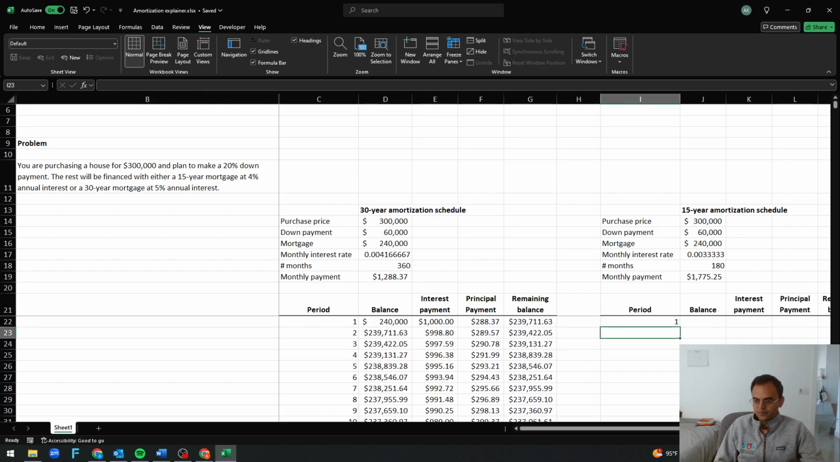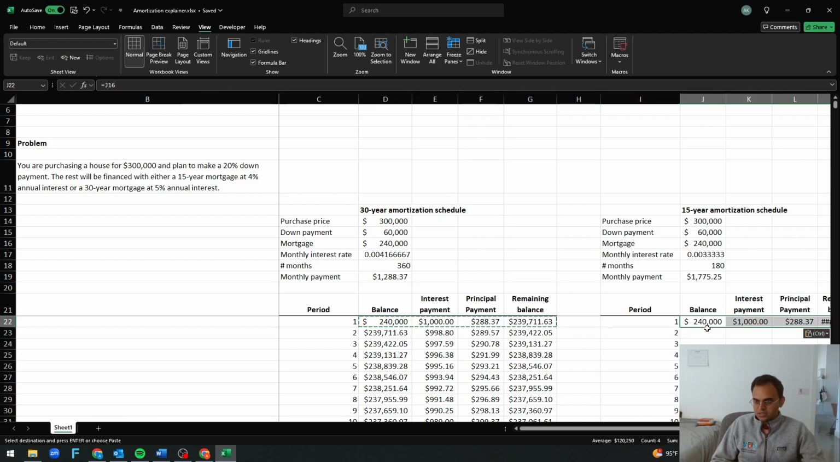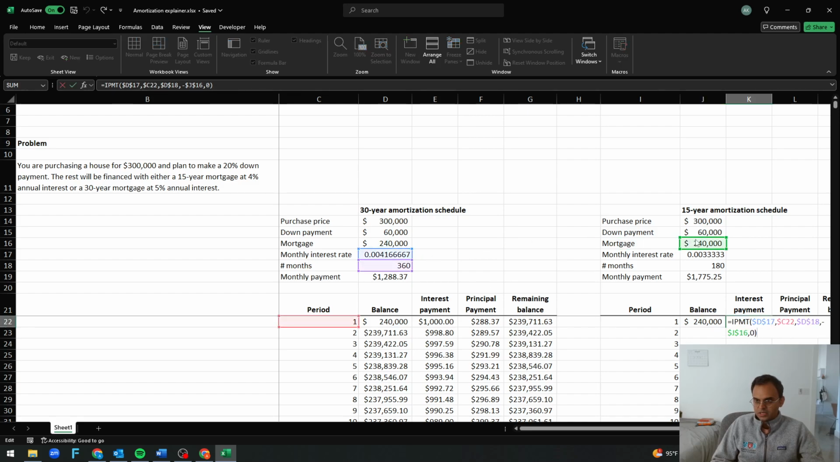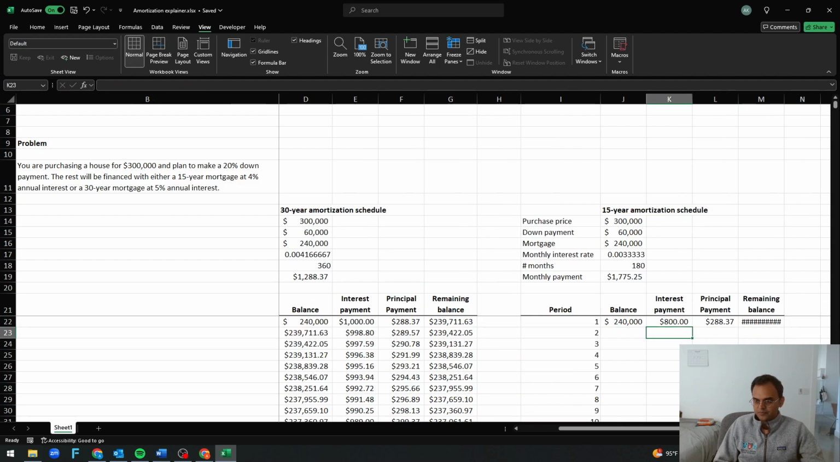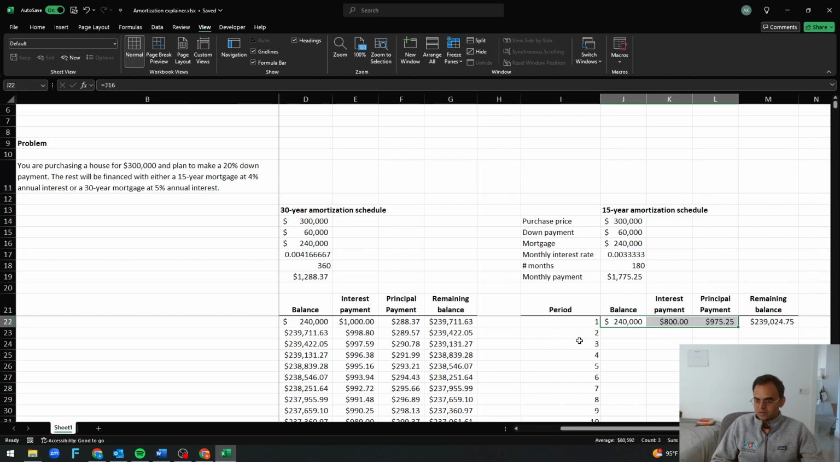And we can do the same thing here for the 15-year. We have 180 total periods. We can basically use all of the same formulas, except this is going to go over to this. This is going to go over to this. This is going to go over to this. This is going to go over to this. And we change this to PPMT.